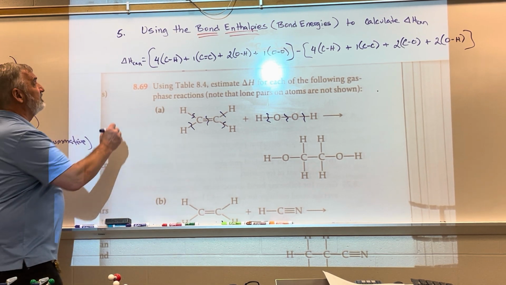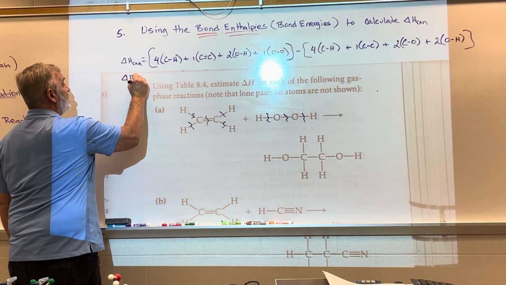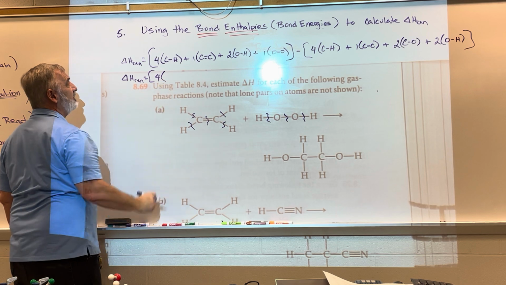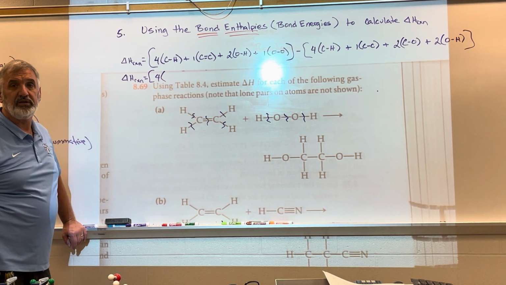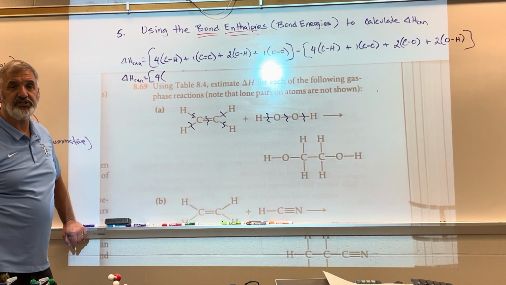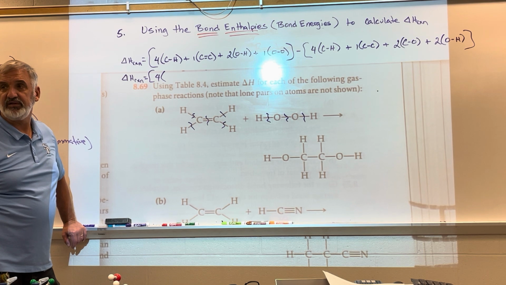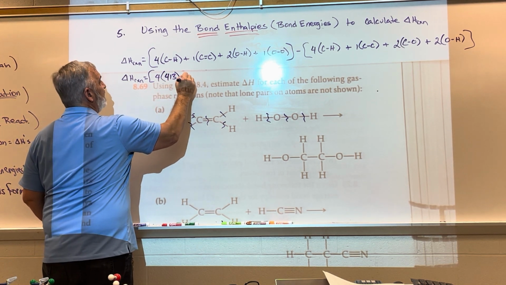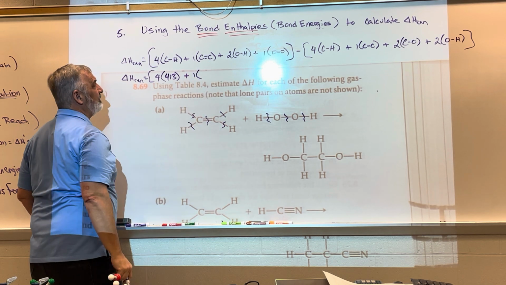So, delta H of the reaction is going to equal 4 times, what's the carbon to hydrogen bond energy? Carbon to hydrogen. 413. Plus 1, what's the carbon to carbon double bond?